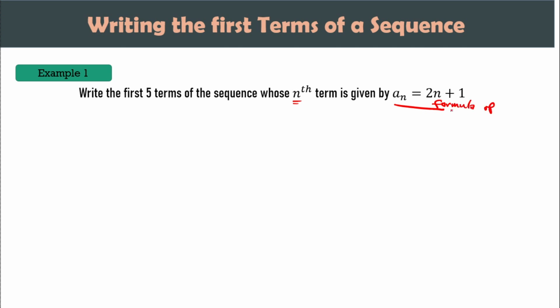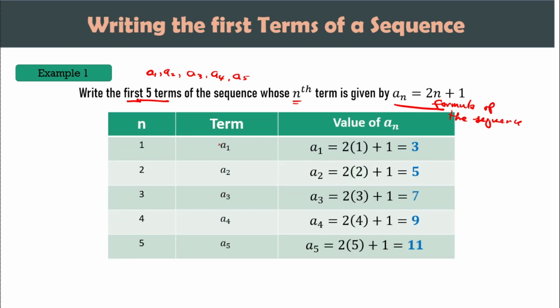Okay, so there are many terms that we can derive from this formula, but we are asked to write the first 5 terms. Meaning to say, we're going to find a sub 1, a sub 2, a sub 3, a sub 4, and a sub 5. So these are the terms that we are going to solve. So here is the solution.